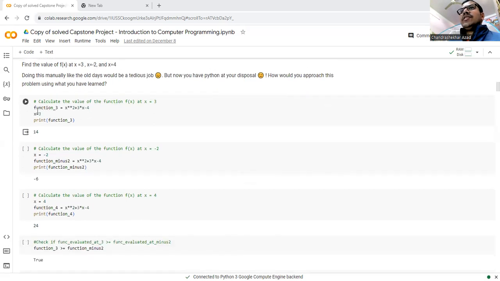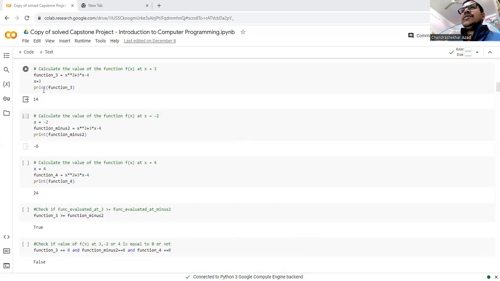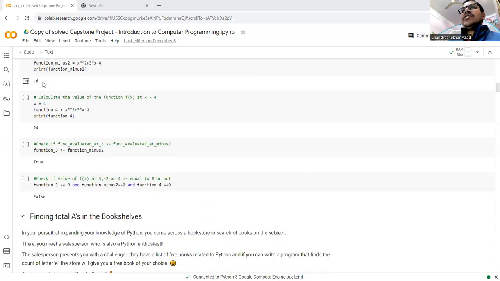So first we calculate the value of f(x) at x is equal to 3. So we use this expression each time, that is for x is equal to 3, the function will print the value of 14. That is f of 3 is equal to 14, and here comes f of minus 2 is equal to minus 6, and here f of 4 is equal to 24.